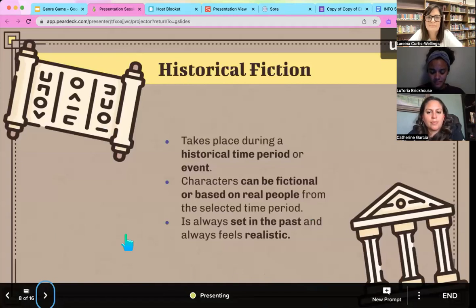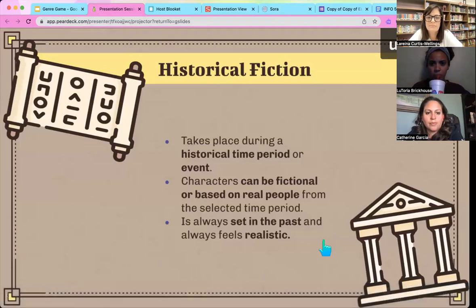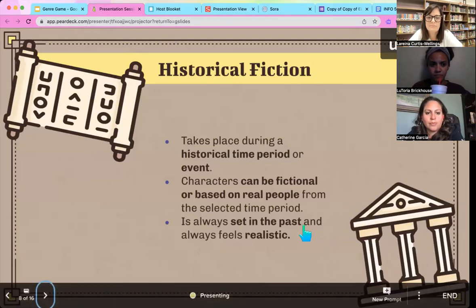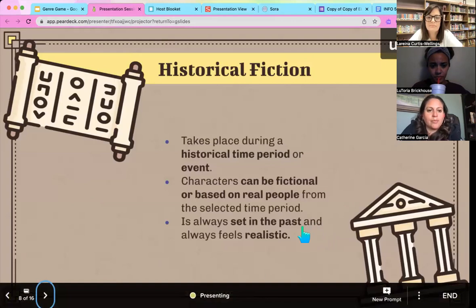Historical fiction, and this is one we're going to really look at in our activity today. It takes place in a historical time period, or it's a historical event, and the characters could be real, but they could also be fake. It's set in the past, but it feels realistic. One of the things that would make it historical fiction instead of a true story might be made up dialogue.